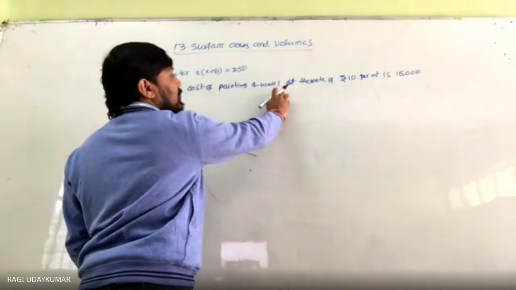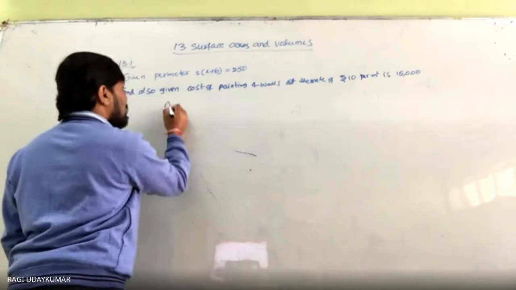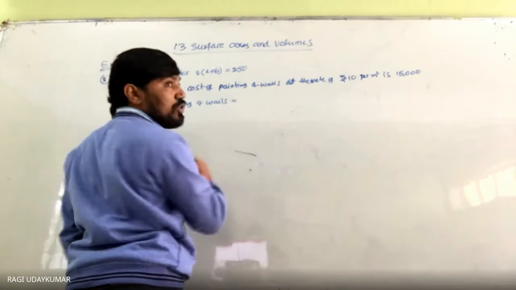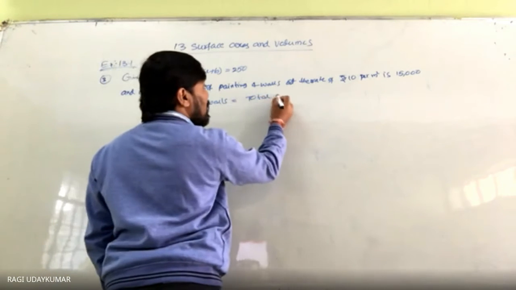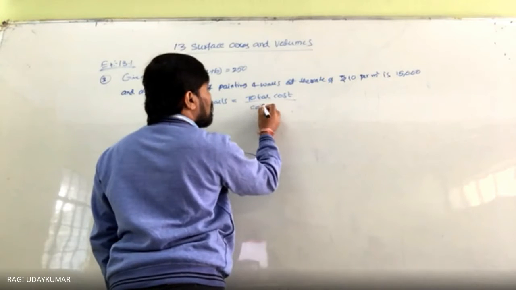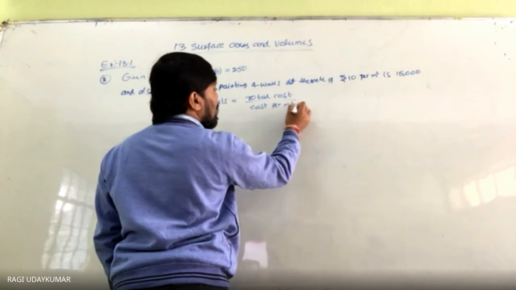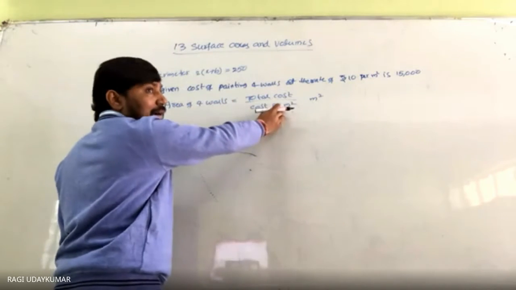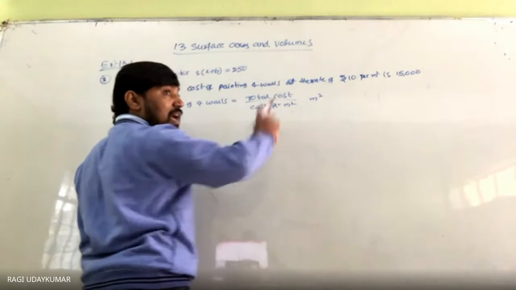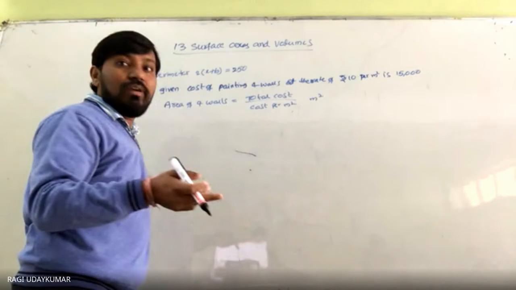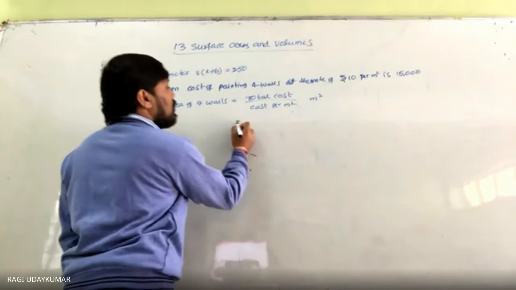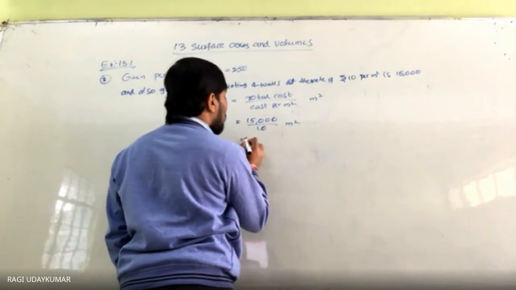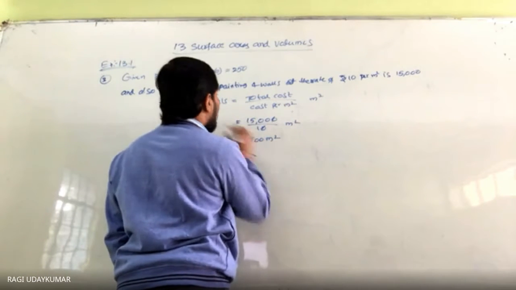This is the cost of painting the 4 walls. So area of the 4 walls is equal to total cost divided by cost per meter square. So this you are going to get in meter square, because cost per meter square is given. If it is given per centimeter square, the area you are going to get in centimeter square. The total cost is 15,000 rupees by 10 per meter square, so you will get 1500 meter square is the area of the 4 walls.